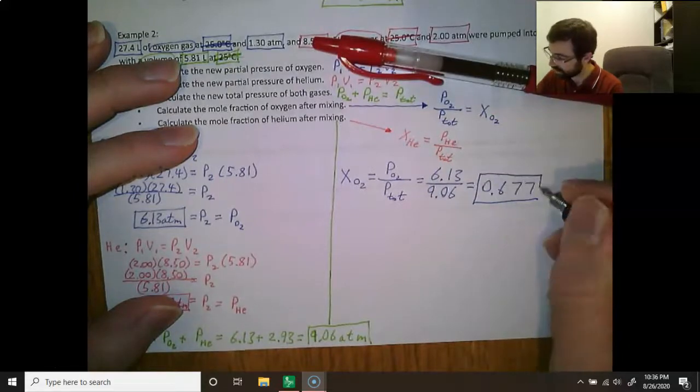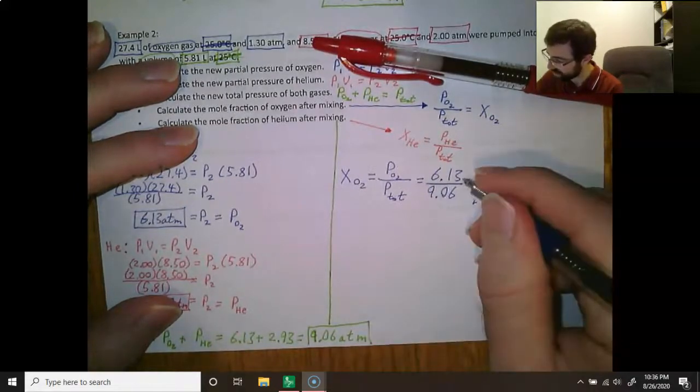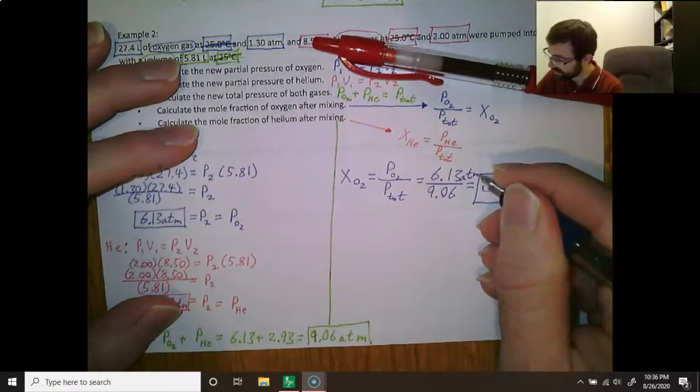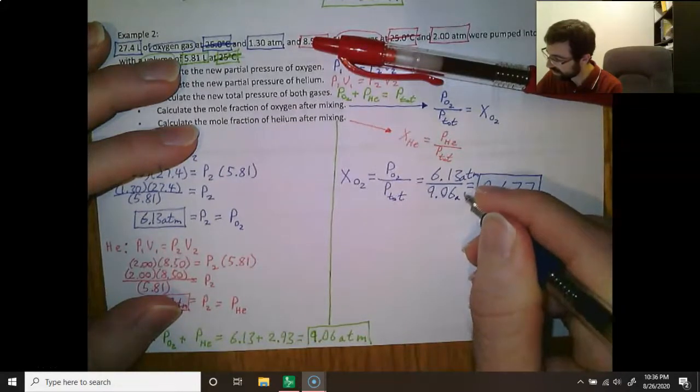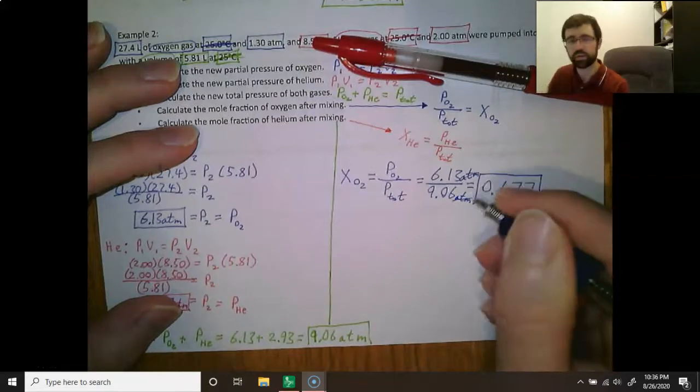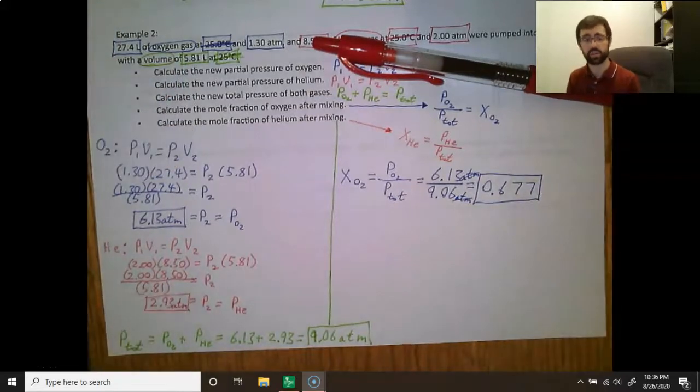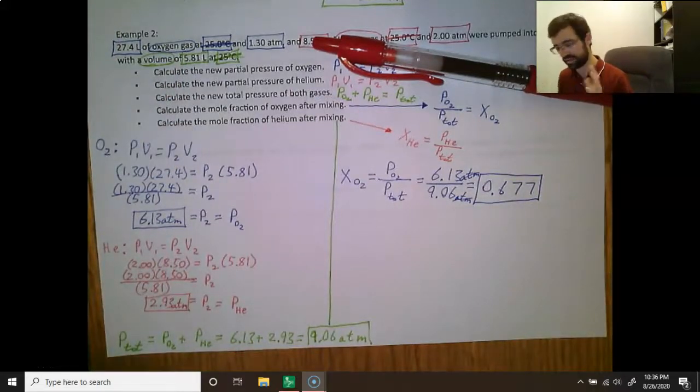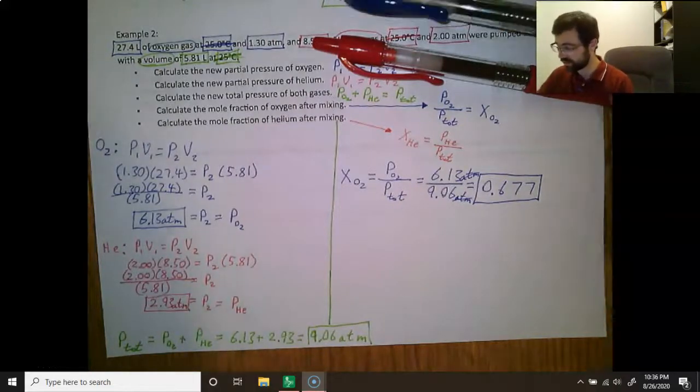By the way, if we put our units in there, we would say atmospheres, right? Then down here we would have atmospheres. Those units cancel out. Mole fraction has no units. It is a unitless number. I know that seems contradictory, but when the units cancel out, there is no unit.